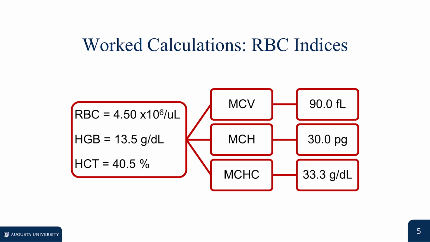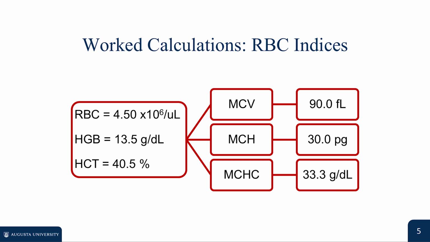Let's walk through a concrete numerical calculation using a standard patient profile where the RBC count is 4.50 times 10 to the sixth per microliter, hemoglobin is 13.5 grams per deciliter, and the hematocrit is 40.5%. To solve for MCV, we multiply the hematocrit of 40.5 by 10 to get 405, and then divide by 4.50. This yields exactly 90.0 femtoliters, which sits squarely within the normocytic reference interval of 80 to 100 femtoliters.